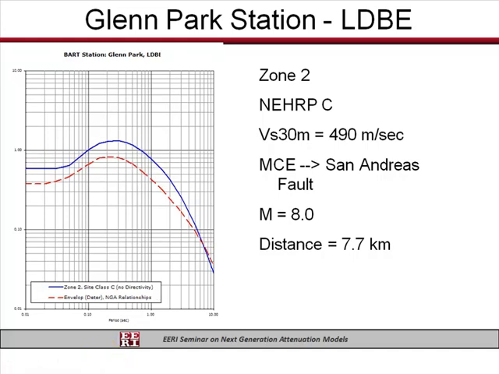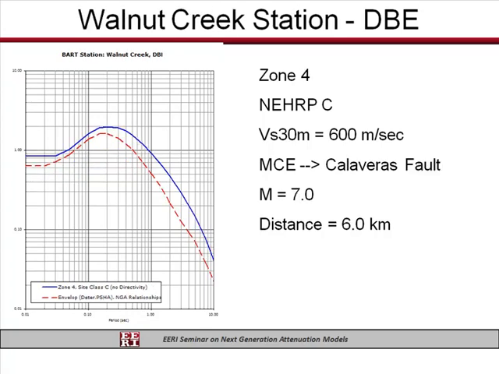We get similar results for the deterministic. Seems like these are pretty repetitive. If we had to generalize, there was basically a reduction at the high to intermediate frequencies, and at the longer periods, they're about the same, if not a little bit larger for the NGA models.